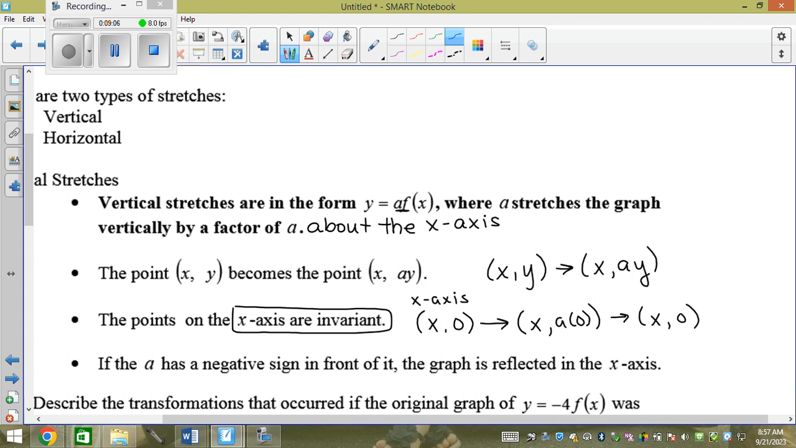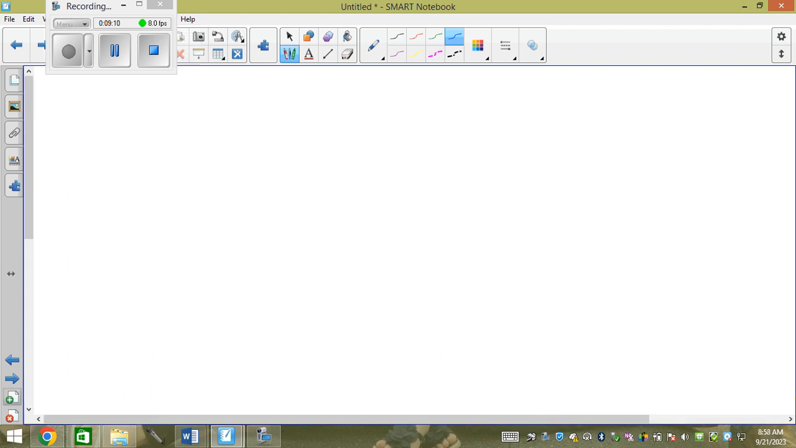Okay? So what do I mean by that? Here's a little suggestion. If I give you a graph like this, you don't have to draw this, I'm just proving a point.